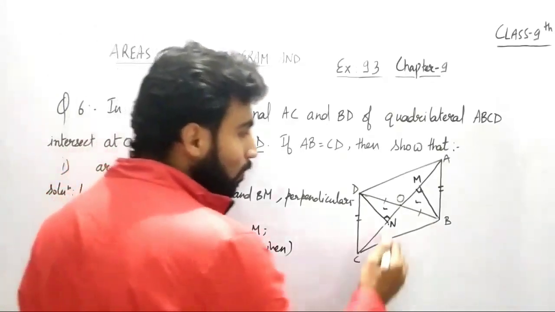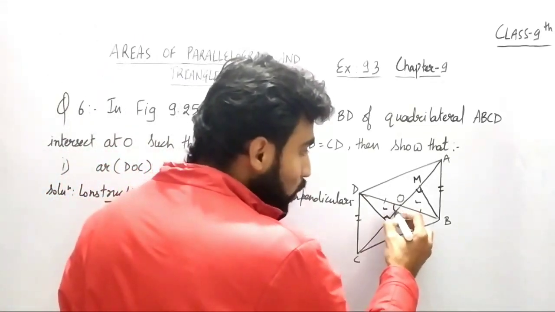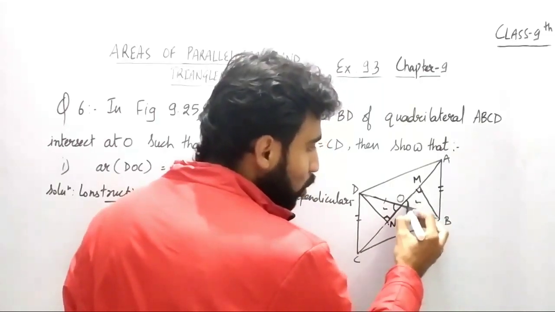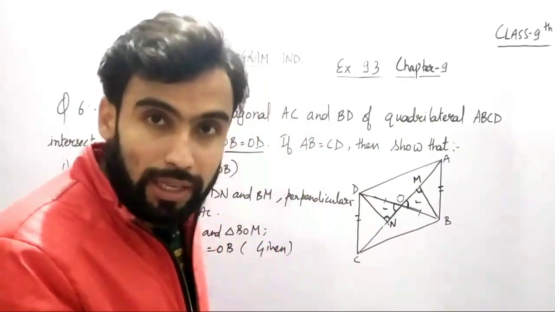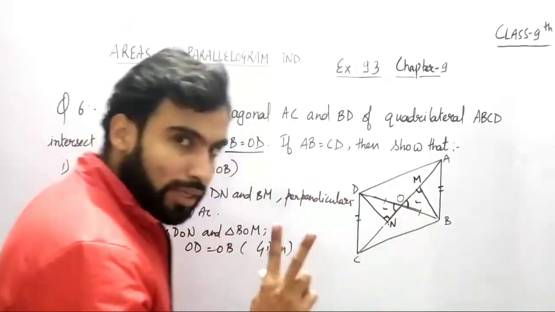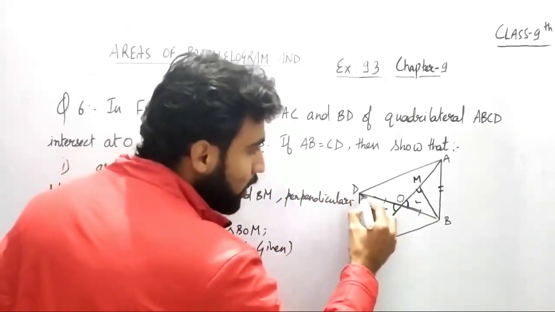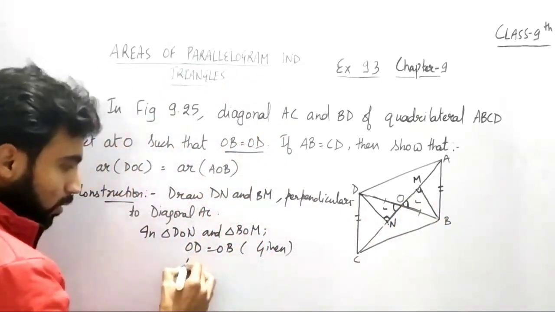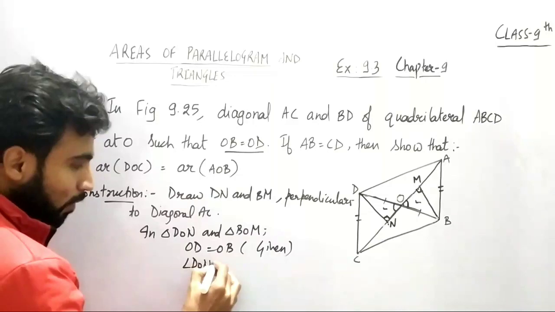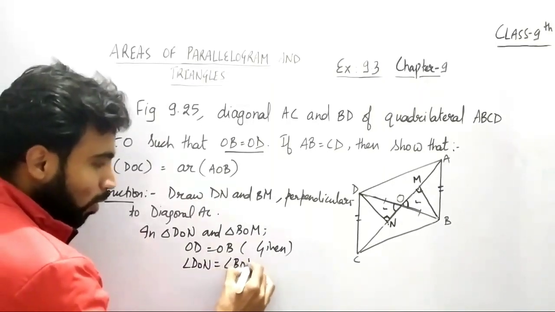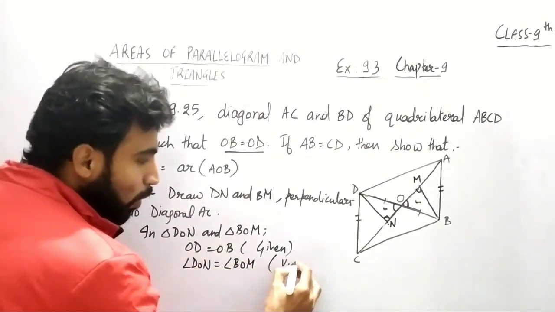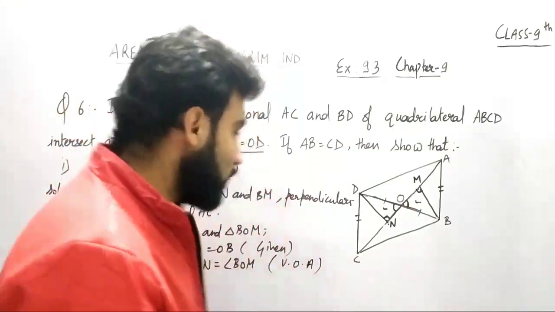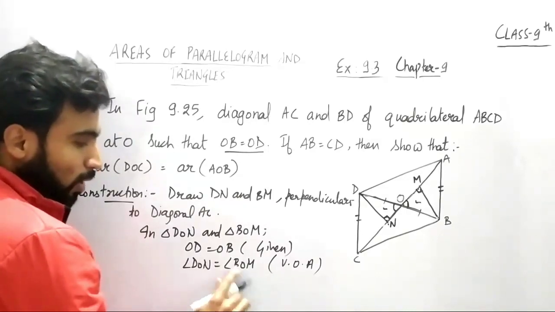Also you will find that these two angles, आप देख सकते हैं ये दोनों lines intersect कर रही हैं. So ये जो दोनों angles हैं, कौन से होंगे? Vertically opposite angles. So this is going to be the second condition. You can name it as angle DON equal to angle BOM, because they are vertically opposite angles. I have written it in the short form, so you can see clearly that angle DON is equal to angle BOM.